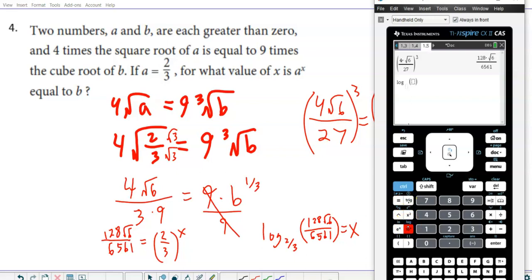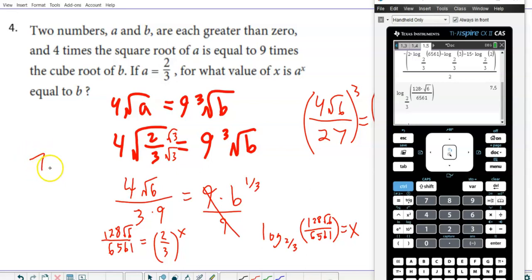Log of 2/3 of that. Wow, that's really helpful, isn't it? Let's see what the decimal is. All right, control enter. 7.5. 7.5 after all that. You get 7.5. So there might be an easier way.